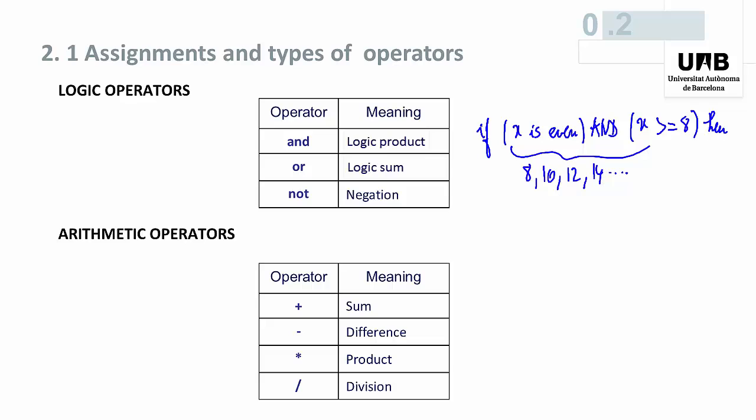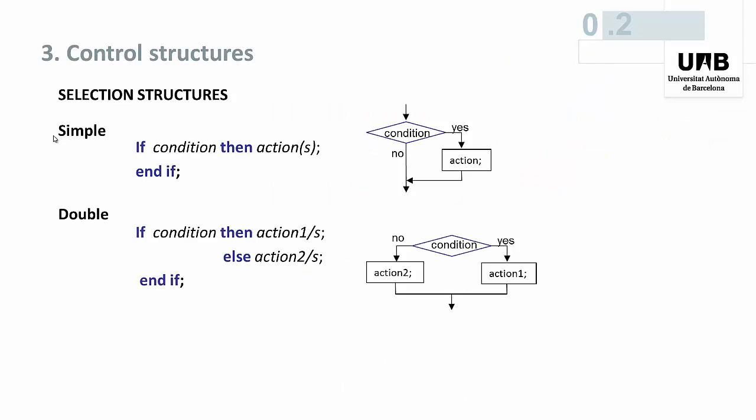Another logic operator, apart from and or, is not. An example: x is even is the same as not x is odd. The arithmetic operators are the classical ones: sum, difference, product, and division. Now some comments about control structures.